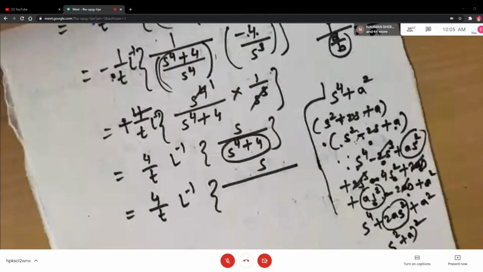Can anyone Google the formula for s raised to 4 plus a square? Ma'am, when we find it by polynomial part, we get 1 plus i, 1 minus i, minus 1 plus i, and minus 1 minus i. Yes, that's what I said. Imaginary terms you get here. So I don't know whether there is some mistake in the problem itself. Without imaginary terms, we cannot write the factors for this.